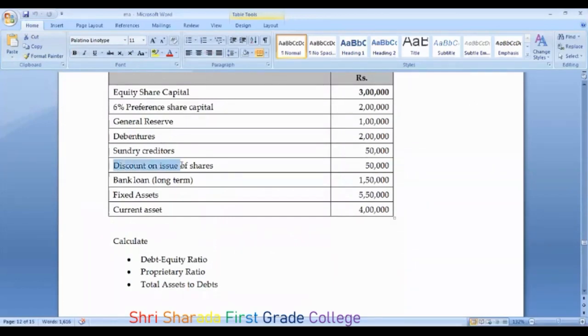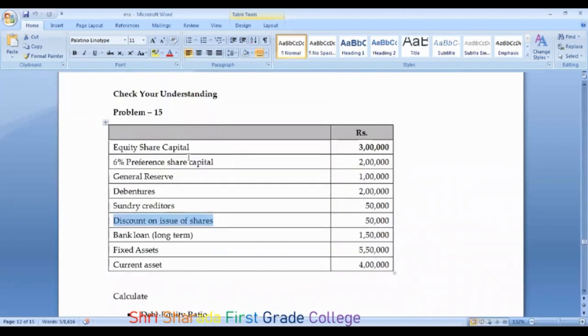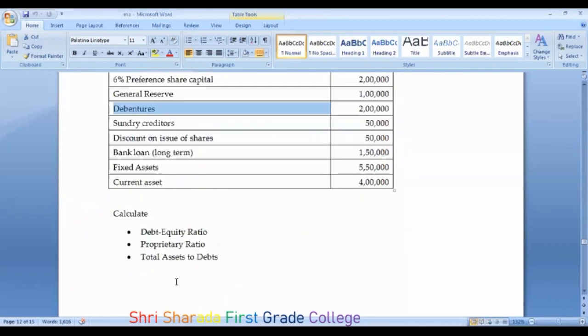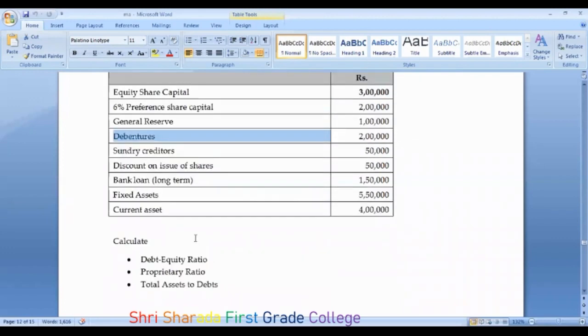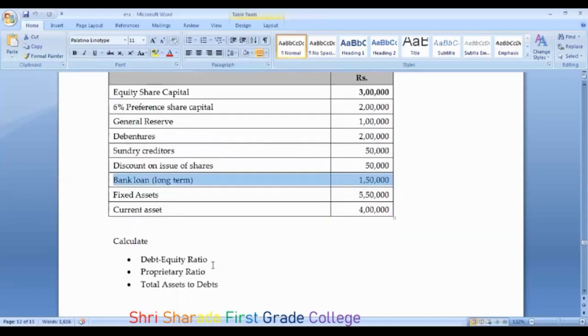Now, there is a discount on issue of shares, and that will be deducted. Here, equity share capital is given, along with 6% debentures and general reserve. Debentures will become the debt for finding the debt equity ratio. Along with the debentures there is also a long-term bank loan, so 1,50,000 plus 2 lakhs should be considered here. Not only the debenture, but the debentures along with the long-term bank loan will be considered. 2 lakh plus 1,50,000 gives you the debt for the debt equity ratio.